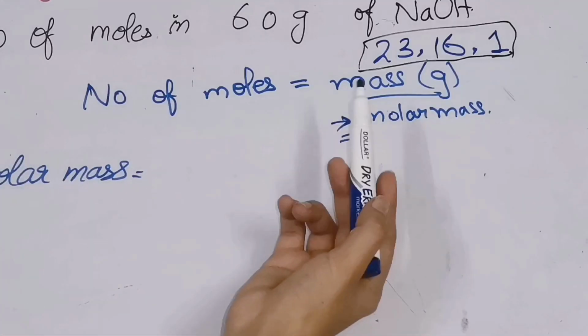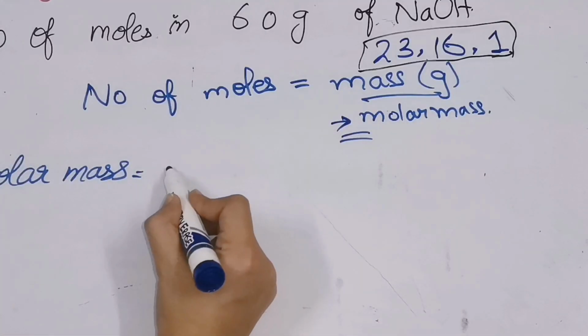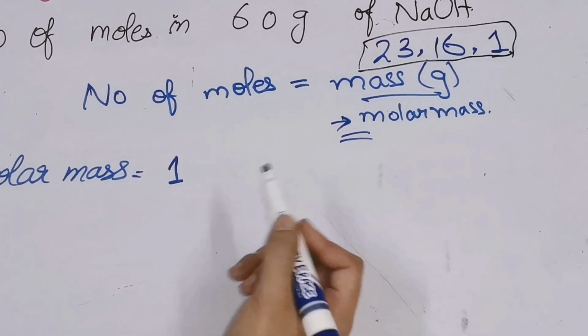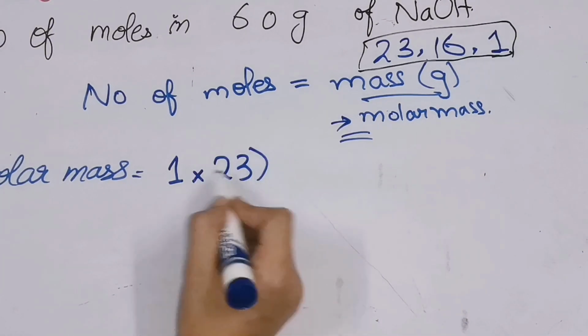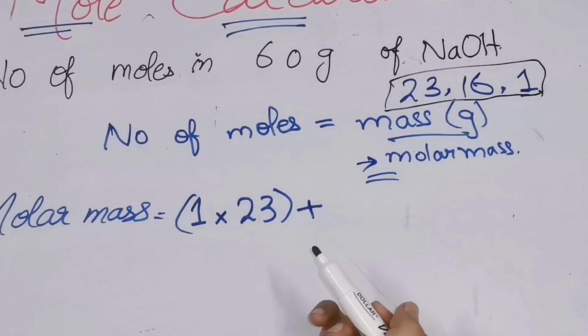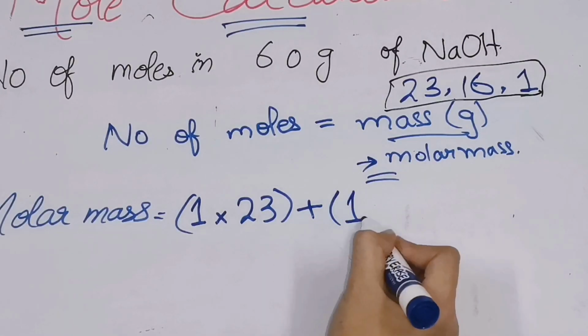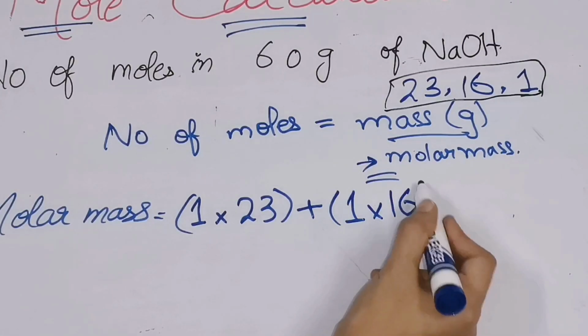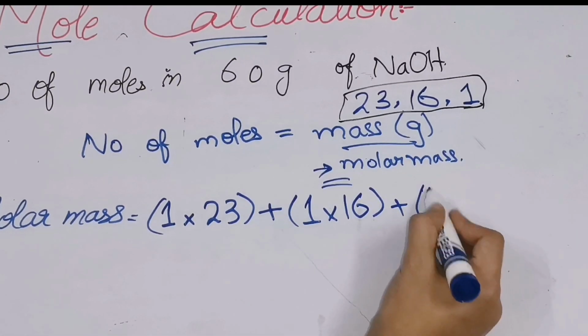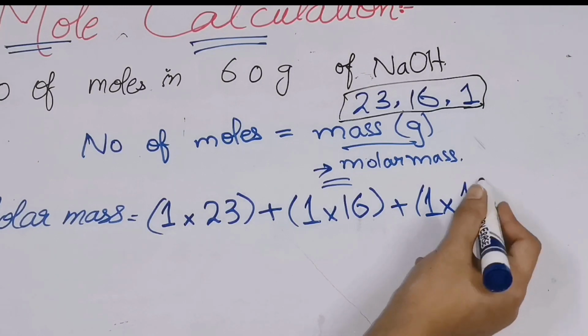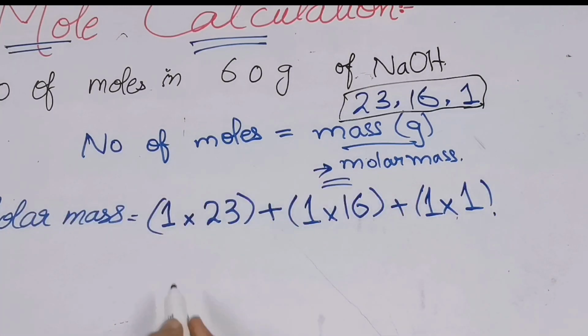Now, molar mass, how many sodium is present? 1. So we will write 1 multiplied by what is the atomic mass? 23. Okay? How many oxygen is present? 1. And what is the atomic mass? 16. Now the last one is hydrogen. How many hydrogens are present? 1. And what is the atomic mass? 1. Right? We will write it in this way.